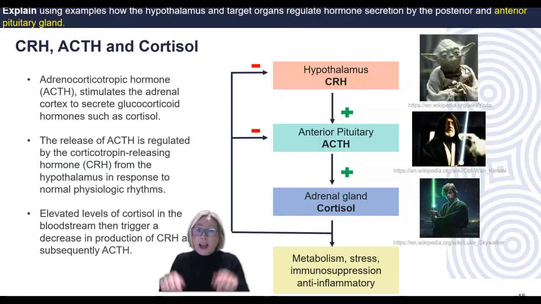So remember it, hypothalamus is Yoda, anterior pituitary is Obi-Wan Kenobi, and the adrenal gland, or it might be another gland, say such as the thyroid gland, is Luke Skywalker. I know it's ridiculous, I know, but sometimes we just need to think of other ways of remembering or understanding stuff. And I just happen to be a Star Wars fan.